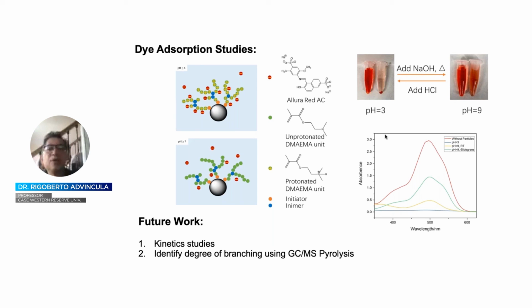So the dye here is negatively charged, but then by controlling the charge of the amine group on the surface by protonation, we are able to capture more dyes. So for example, at pH 3, which is a lower pH, that means we have a protonated amine, we are able to capture more of the negatively charged red dye as compared to a higher pH.